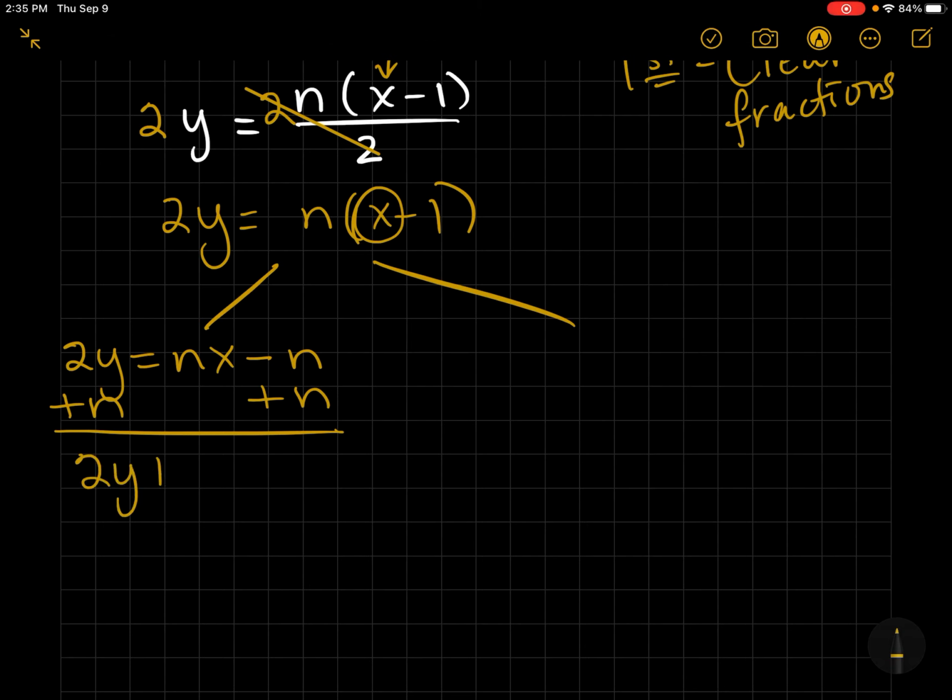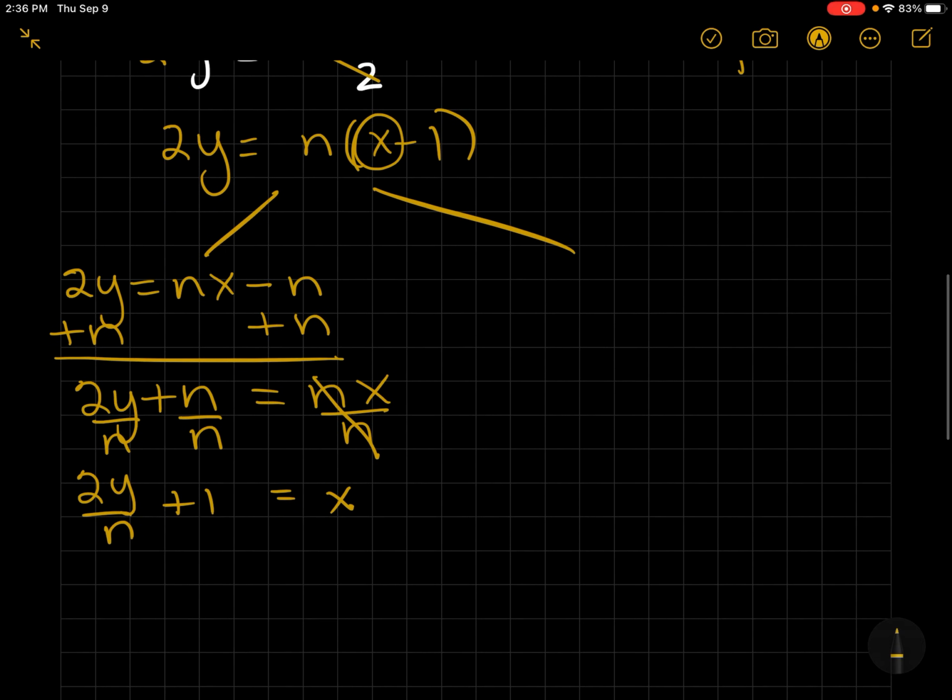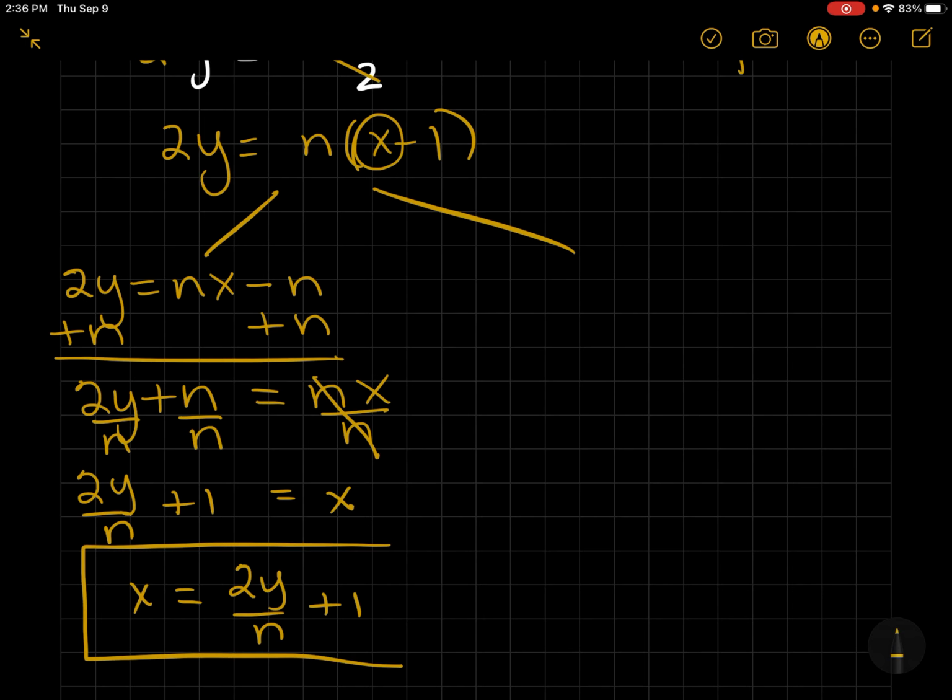So I have 2y plus n. And now x is almost alone. All I have to do is divide both sides by n. You can separate it like so, would be my suggestion. And you have x by itself, 2y over n plus 1. x is by itself, and there's no x on this side. For whatever reason, I like to have my x on this side. I like my x on the left. But it's fine the other way, as long as it's by itself.